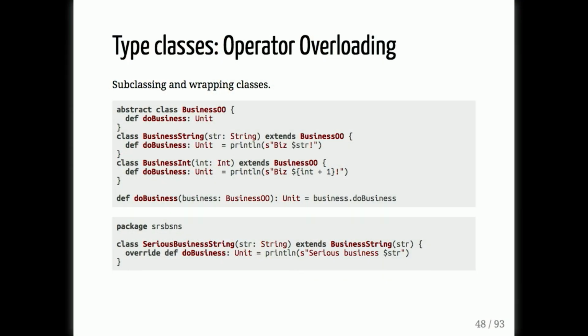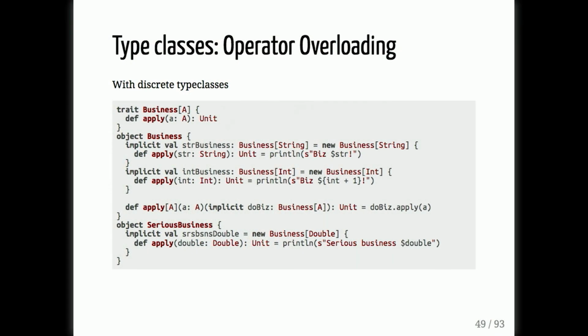This is sort of how you might do subclassing or wrapping classes. If you wanted to add functionality to something like string or int, you might create this wrapper class. So if you're doing business on a string or you want to do business on an int, you write these classes and then you pass in some superclass that you can call that on. And then if you need to override it again and do serious business on a string, you can. This is all fairly familiar from the OO paradigm.